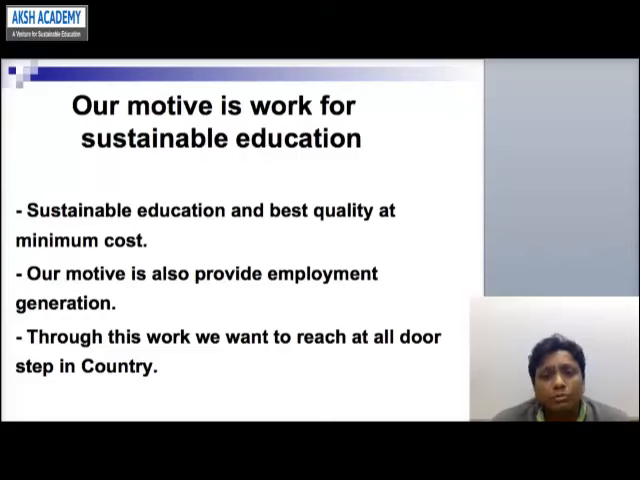Our motive is to work for sustainable education. Many of the people told me, sir, the test series is very costly, the coaching class is very costly, and in that case, how is it possible to clear the UPSC? So our motto is to reach this education everywhere through this channel. I don't like that only rich people become IAS. Every platform, those people who have the caliber, you should clear it. So these are my main mottos.